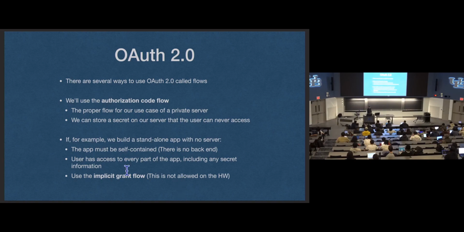You would use a different flow, and the flow for that one would be the implicit grant flow, which cuts some of the steps out of the procedure. That is not allowed on your homework. It's not our use case. We can keep a secret. We have a secret server, so it's not our use case here.